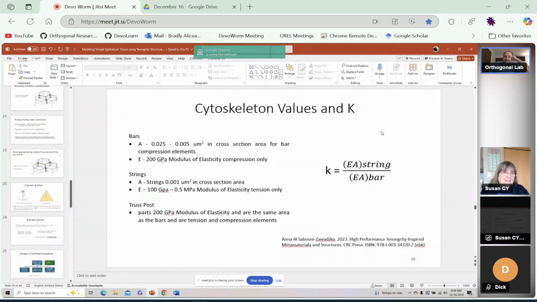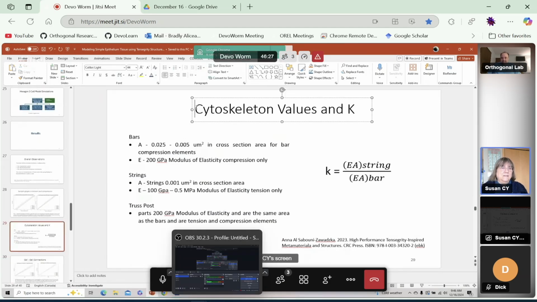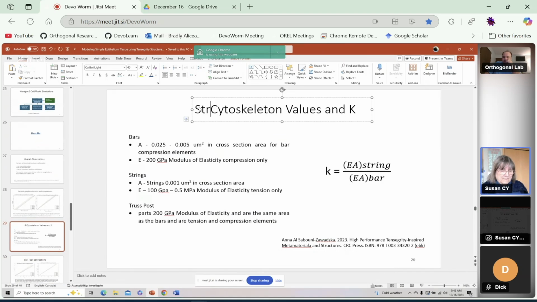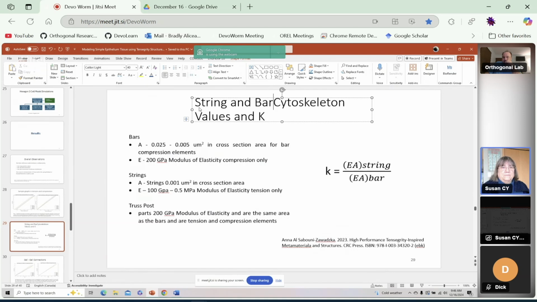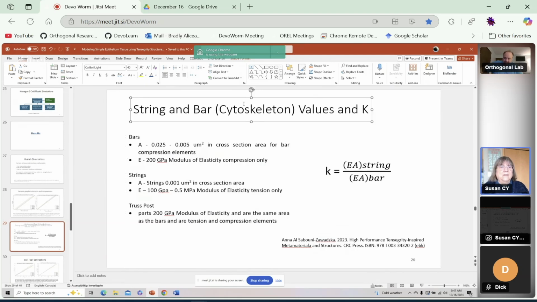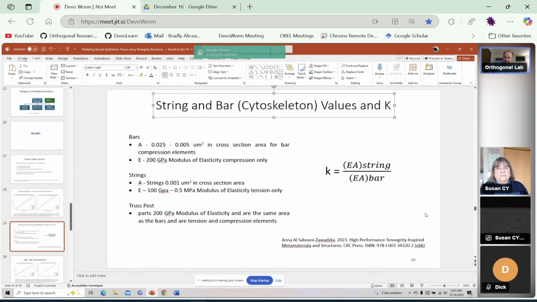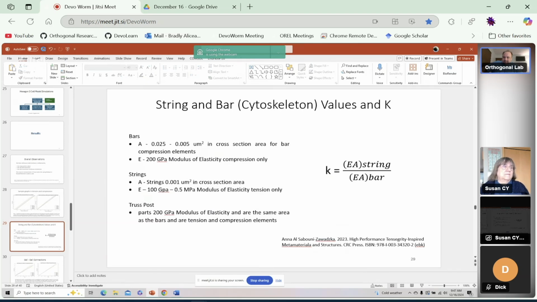Yeah, you can see my cytoskeleton values. Cytoskeleton, string and bar. I'll just put that in brackets so I can introduce that to them if they need it introduced. Yeah, that's good. Oh, that's nice.